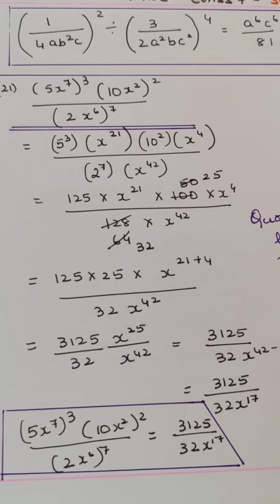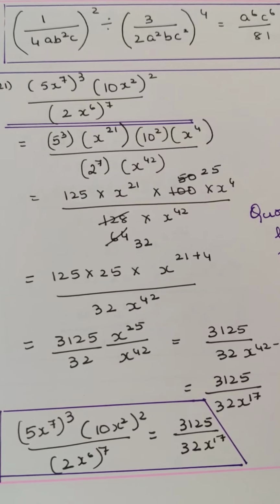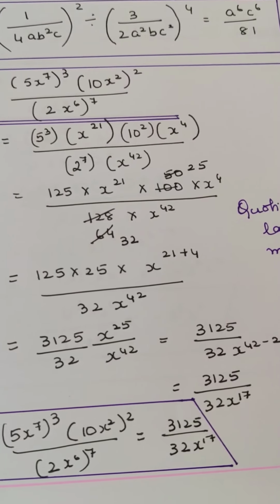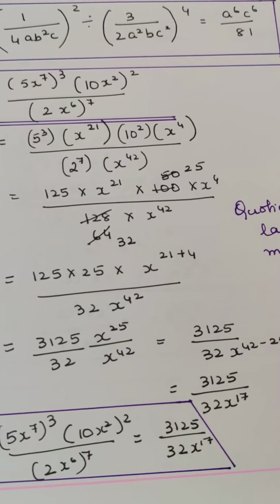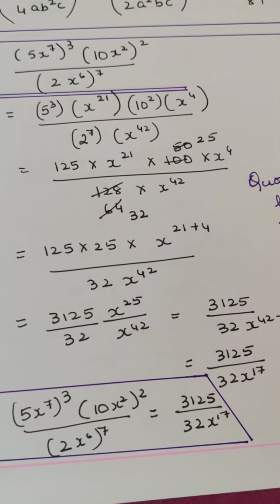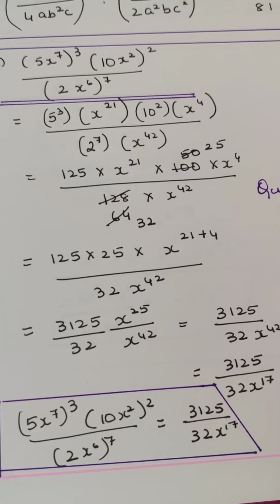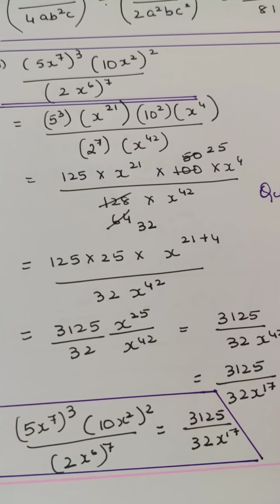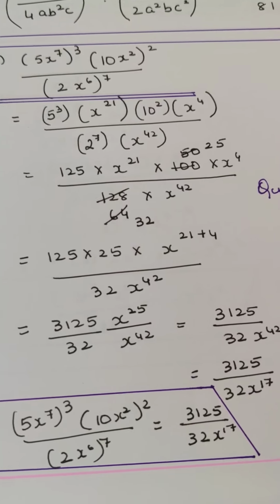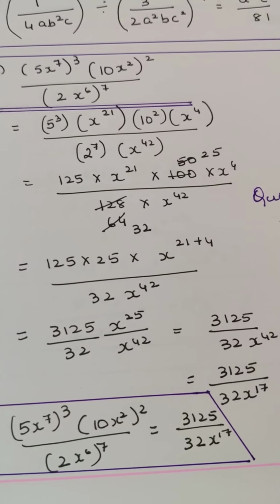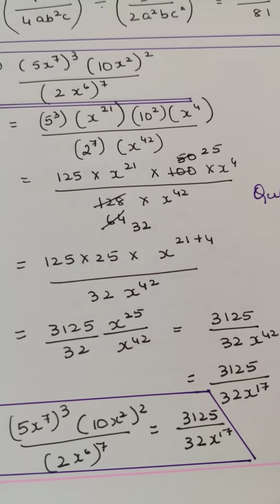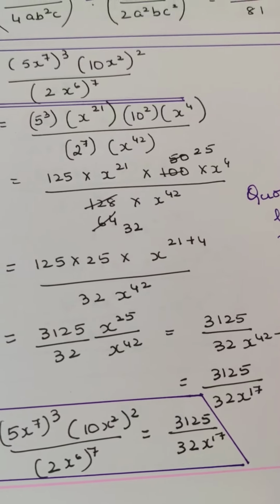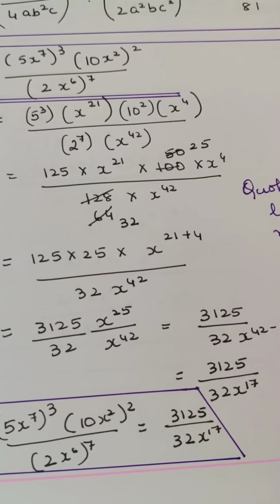Now it is 5x to the power of 7 the whole power 3 into 10x square the whole power square divided by 2 into 6x to the power of 6 whole power 7. It becomes 5 cube into x to the power of 21 into 10 square into x to the power of 4 by 2 to the power of 7 into x to the power of 42, because 6 into 7 is 42. So it becomes 125 into x to the power of 21 into 100 into x to the power of 4 divided by 128 into x to the power of 42.